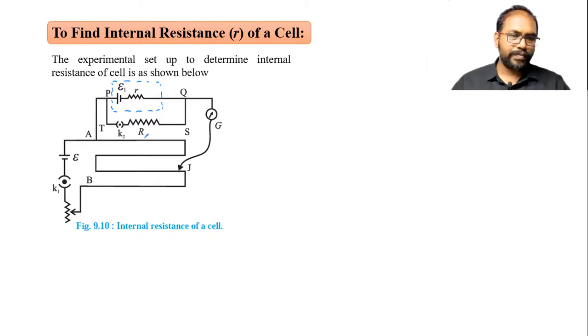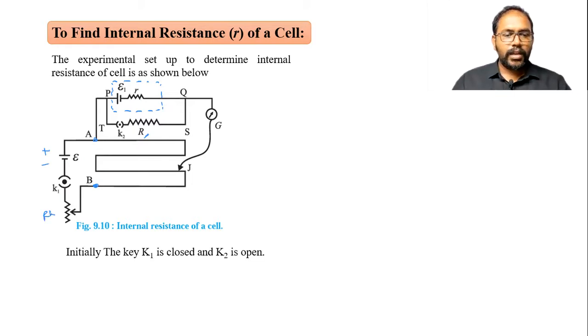This AB is the length of the potentiometer wire. E is the driving cell here. RH is the rheostat. Now here, initially we have to close this key K1, and K2 we have to open. K2 we have to keep open.